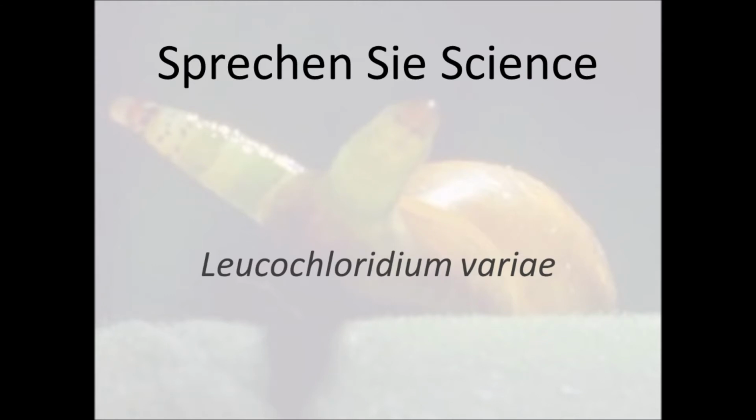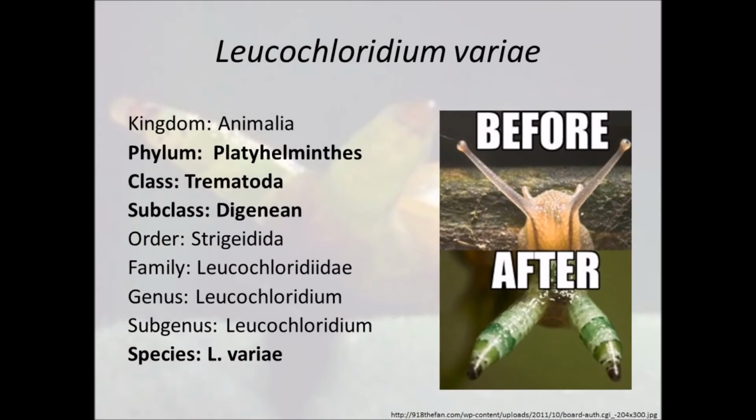We are launching our parasite section of Sprechen Sie Parasitology with Leucochloridium variae. So this one is a digenean, so it falls under the Trematode class, and it's a platyhelminthes, so it's one of the flatworms.